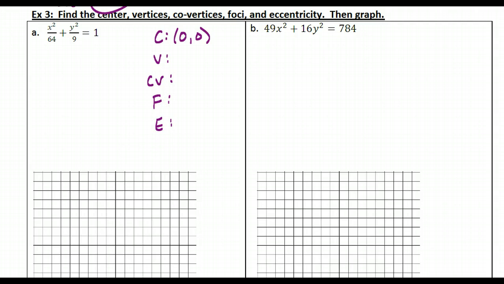Okay, here's what I want to remember. A is always the bigger number. Square root of 64 is 8. Square root of 9 is 3. Then, my vertex goes with the bigger number. And by the way, the bigger number is matching with x squared right now, so I'm going to put that in the x position for my vertex. The b value is going with the y this time, and that's the smaller value, so my y value is 3 and negative 3 for my co-vertices.